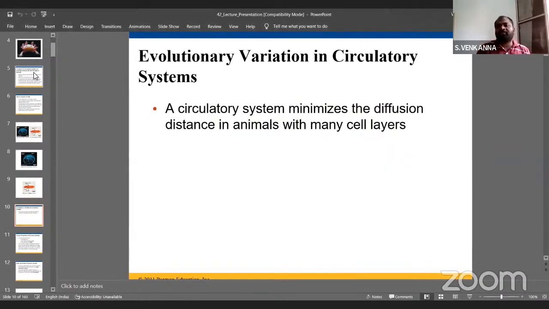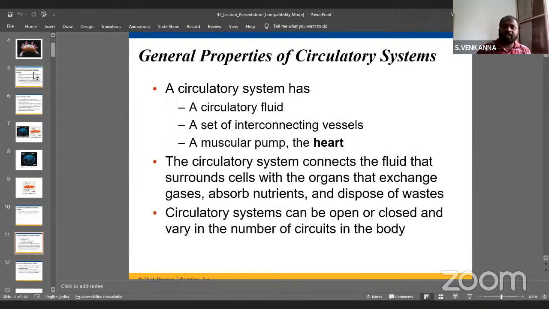Evolutionary variation of circulatory systems: a circulatory system minimizes the diffusion distance in animals with many cell layers. These are the general properties of a circulatory system. Almost all multicellular organisms need a circulatory system to transport oxygen and nutrients through the body. A circulatory system has a circulatory fluid, a set of interconnecting vessels, and a muscular pump, the heart.